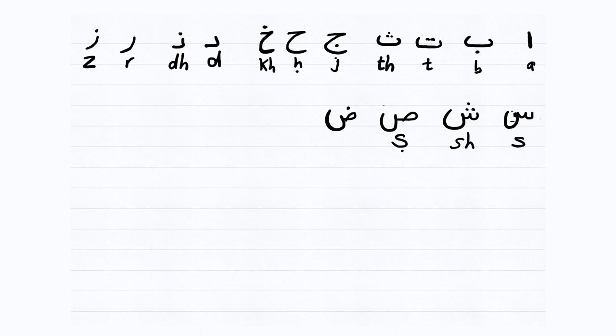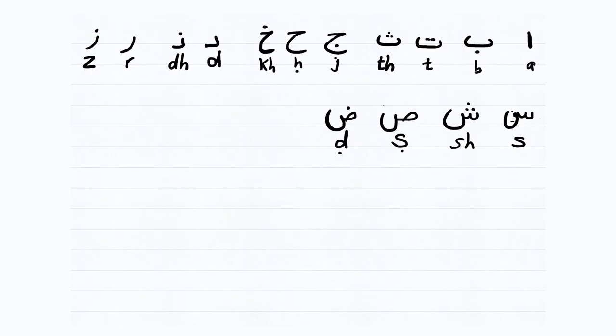That's why after I finish the 28 letters, I will repeat the letters for you so that you can memorize them. So sod, dod, and dod is a D, but with an emphatic. It's also emphatic, so it's not like the dal. We studied the dal earlier. This is dod. Repeat, dod. Very unique to Arabic.